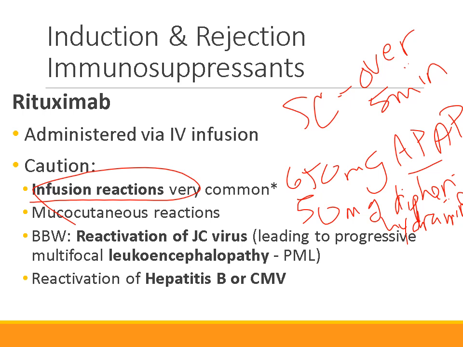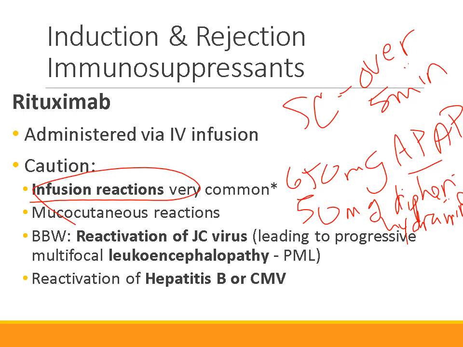So pre-medicate with acetaminophen and diphenhydramine, and then the first infusion needs to be given very slowly. It starts out very slow, and then the speed can be increased every 30 minutes. Again, given over 4 hours. So giving it slowly, especially that first time, decreases the likelihood and severity of infusion reactions.